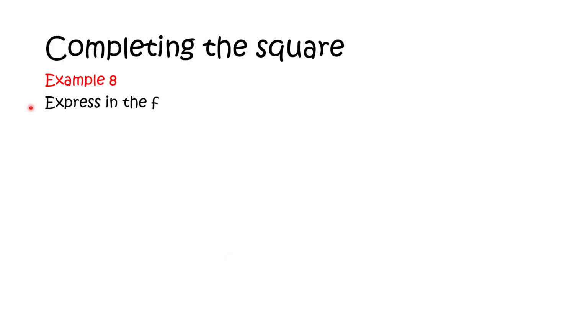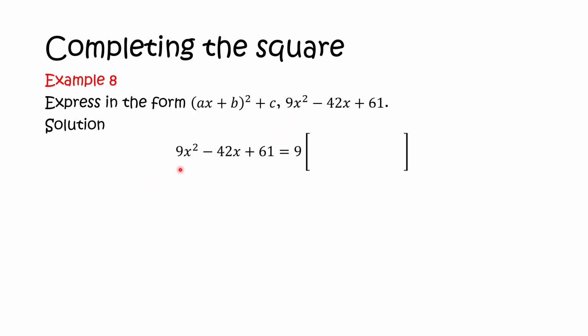Right, so now let's move on to example 8. Expressed in the similar form, 9x squared minus 42x plus 61. So the solution here, we are going to start by factoring out the 9 so that we have the coefficient of x squared being equal to 1. So this is what we would have.